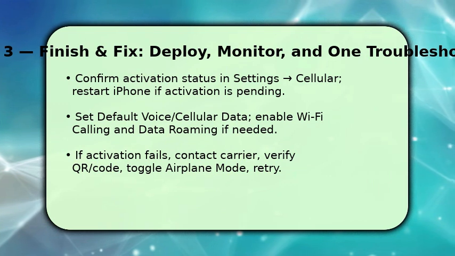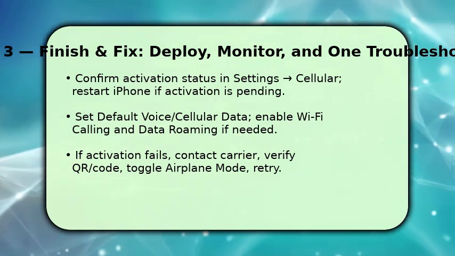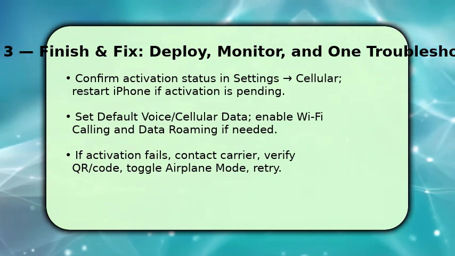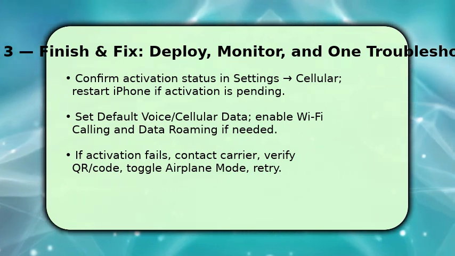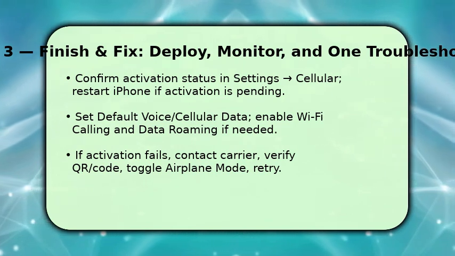If something goes wrong, try one key troubleshooting tip. Toggle airplane mode for 10 seconds, then retry activation. This forces a fresh network registration. If that doesn't work, contact your carrier to confirm the QR or code, and that your account supports eSIM provisioning.